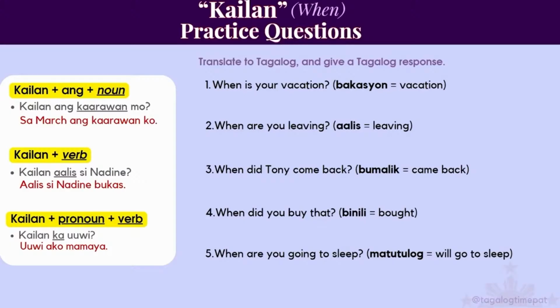Number 1, when is your vacation? Bakasyon is vacation. So let's just follow, I think it would be rule number 1. Kailan ang bakasyon mo? So kailan, then the word ang, then the noun, which is vacation, and then the pronoun. Kailan ang bakasyon mo? The response, sa susunod na linggo ang bakasyon ko. Next week. My vacation is next week.